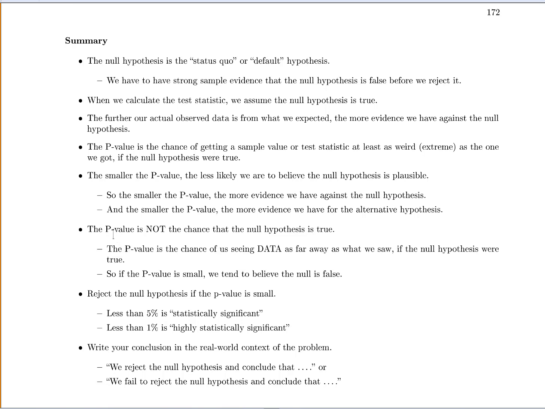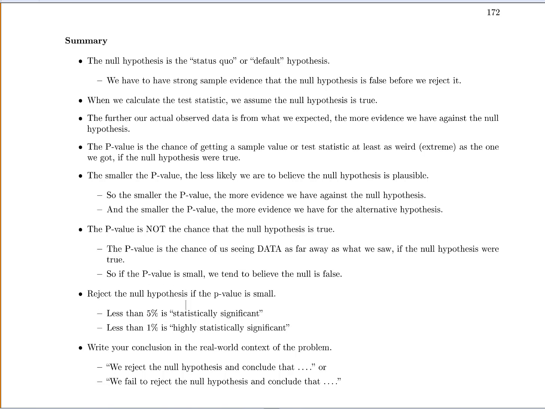Okay, a few notes here. The p-value is not the chance that the null hypothesis is true, because some people try and put that, or they might put that the null is false, or the alternative is false, or the alternative is true. They try and make up simple definitions. You cannot make the definition simpler than it is. It has to be what we've been writing. So the p-value is the chance of us seeing our data, our sample average, as far away as what we saw, if the null hypothesis were true. So if the p-value is small, we tend to believe the null is false.